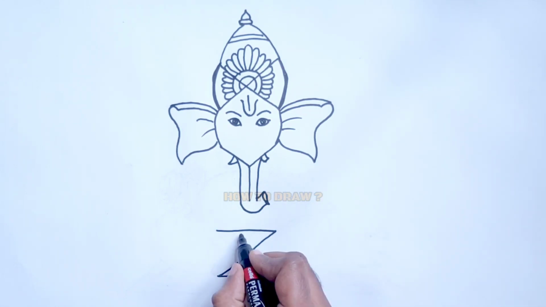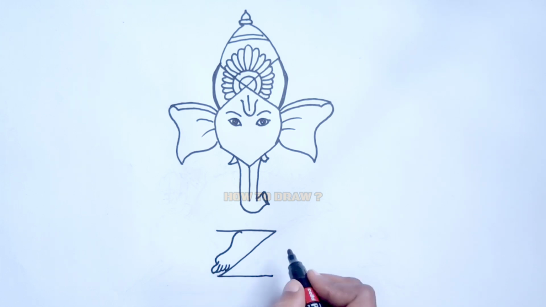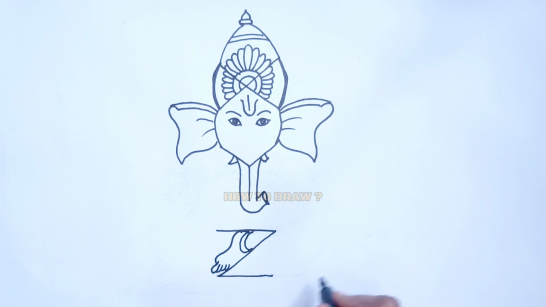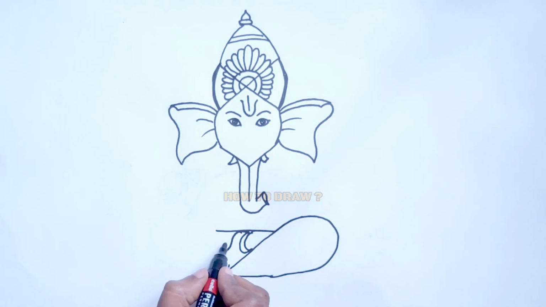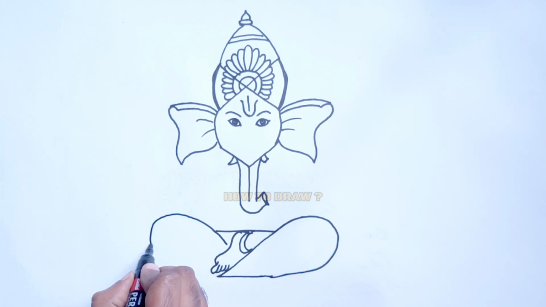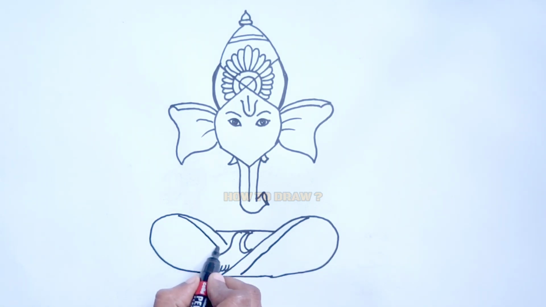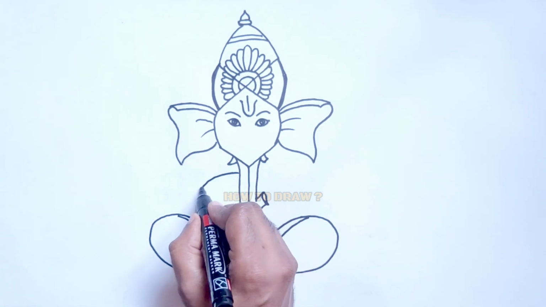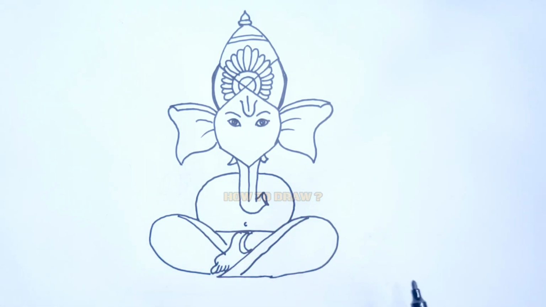Now let's come to the Z. Here we have to draw the feet of Ganesha and finish it with this jewelry. Now let us draw the leg. Just put a curve and join here. The same to the opposite side, put another curve and join here. Now drawing the border on both sides. Now drawing the stomach, just put two curves and put a point here.